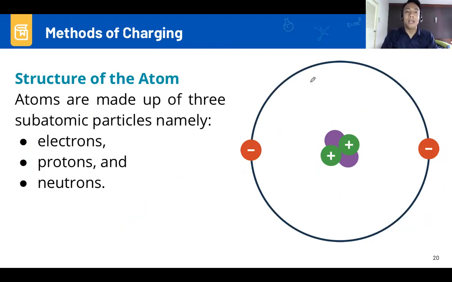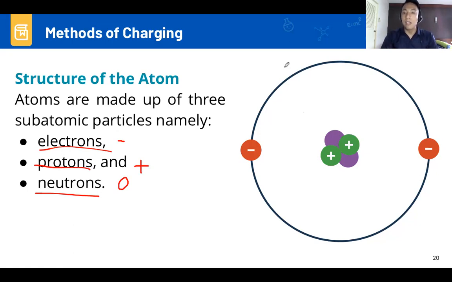Okay, so atoms are made up of three subatomic particles, namely electrons, protons, and the neutrons. Ano ulit ang electrons? Electrons are the negatively charged. Ang protons, these are the positively charged. Ano naman ang neutrons? These are neutral, so zero. Okay? Have the word neutral, which means zero. So we have negative electrons, positive protons, and zero neutrons.